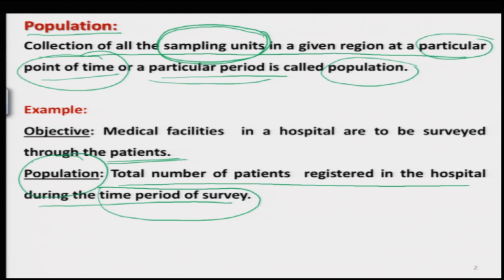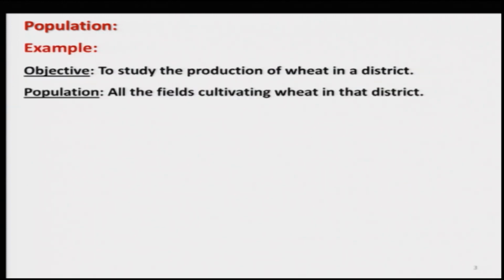Similarly, in case I want to study the yield or the production of wheat in a particular district or particular area, then we first have to select what my sampling unit is, and then what the collection of sampling units will be. So obviously the production of wheat is coming from fields. So my sampling unit, in this case, will be the field.